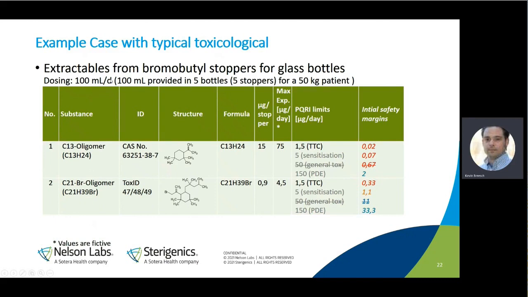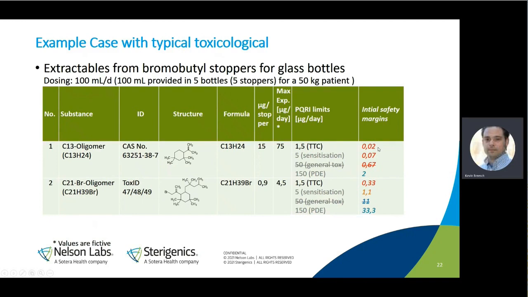Let's say we're dosing 100 ml a day, provided in five bottles of 20 ml. So five stoppers are being exposed to the patient. So we find 15 micrograms per stopper. Maximum exposure is five stoppers a day. We know that the mutagenic potential is real, so you should be controlling it at 1.5 micrograms a day. Then you see that your safety margin is 0.02, so below one.